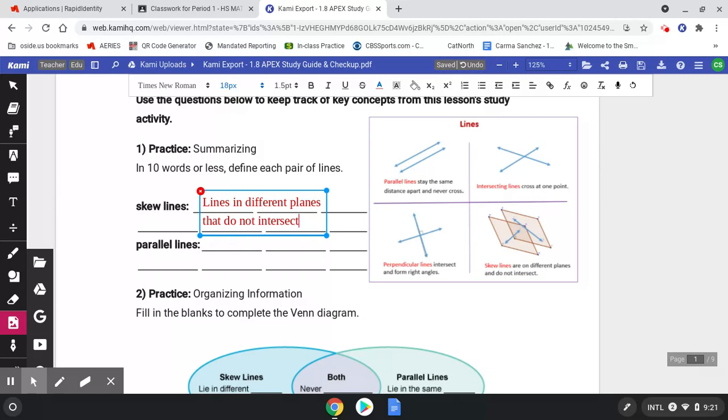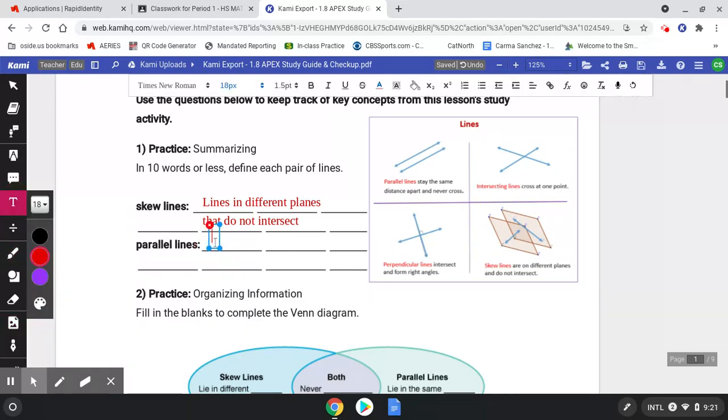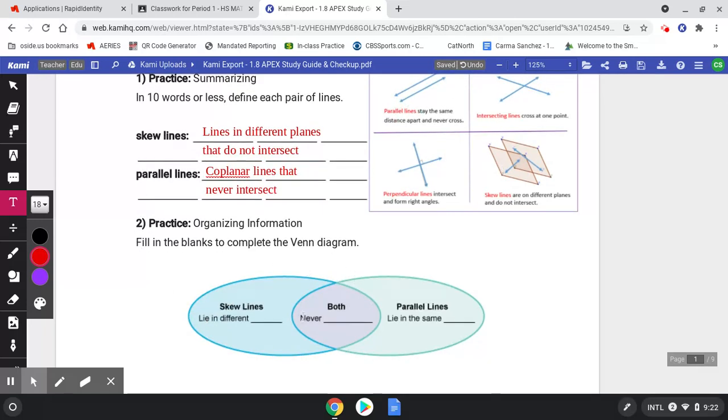All right, let's look at parallel lines now. And they're right there in that image as well. For parallel lines, we could say coplanar lines that never intersect. So just like the skewed lines do not intersect, these lines don't intersect either, but these are on the same plane. So skewed lines are lines in different planes that do not intersect, and parallel lines are coplanar lines that never intersect.